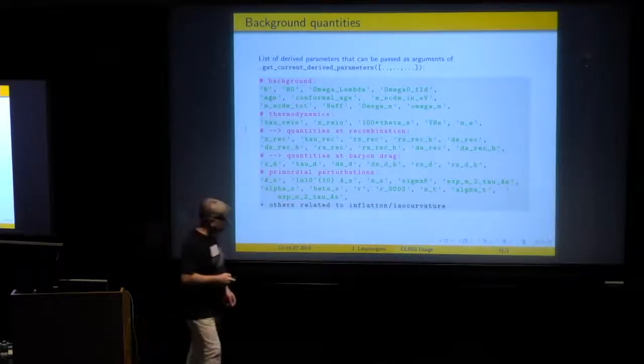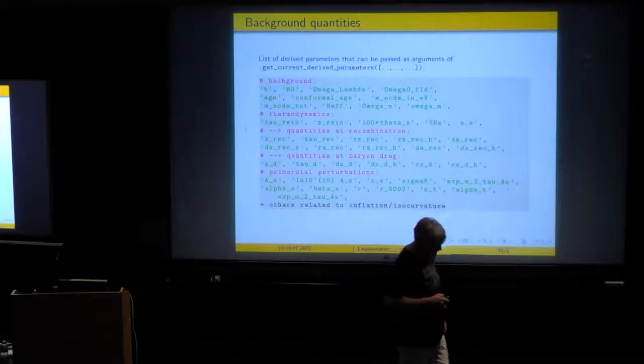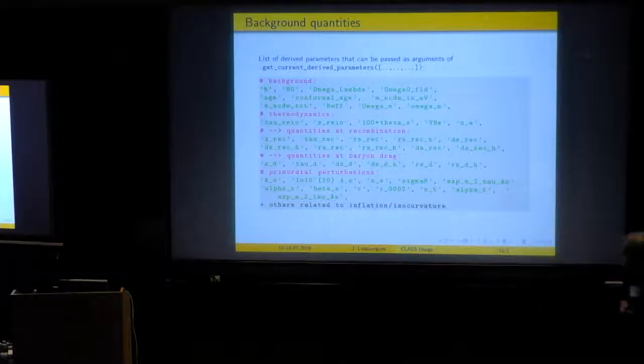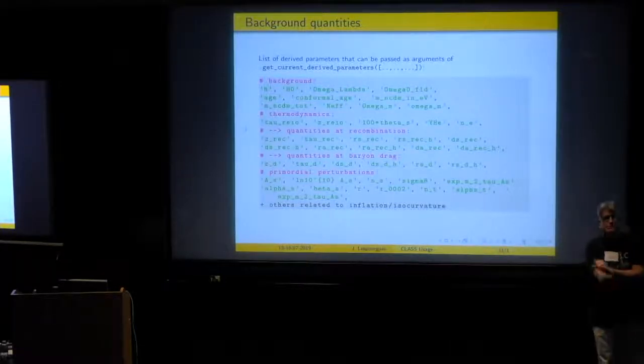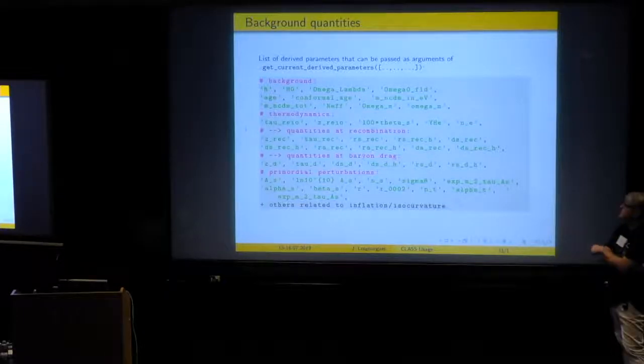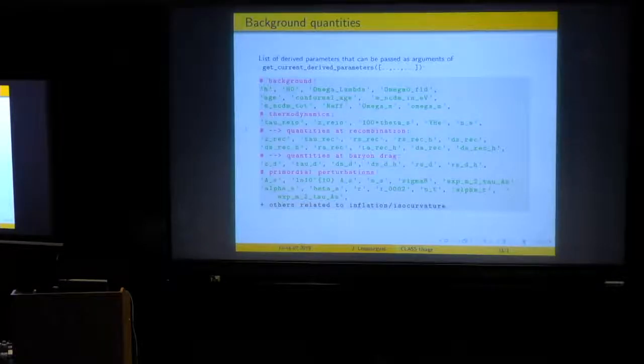Now, we introduced here this nice function, get_current_derived_parameters. And this function has many, many possible entries that I have tried to group here in one slide. So all these are parameters that you did not pass in input. Probably you don't know exactly what their values are, but they are determined by CLASS during the run. Some are determined in the background module, some in the thermodynamics module, and some in the primordial module.